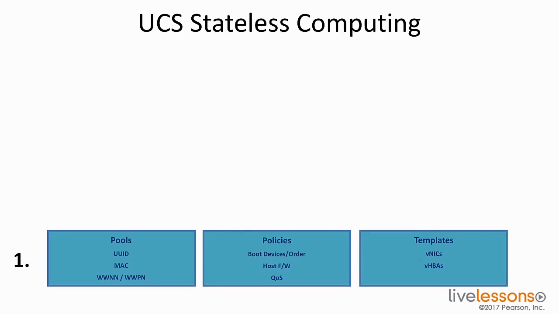With Cisco UCS, the first thing that you do is you actually put things into pools. So for instance, I can create a pool for IP addressing, a pool for MAC addresses, a pool for my storage WWNs and WWPNs. And then I can draw from those pools from any profile.